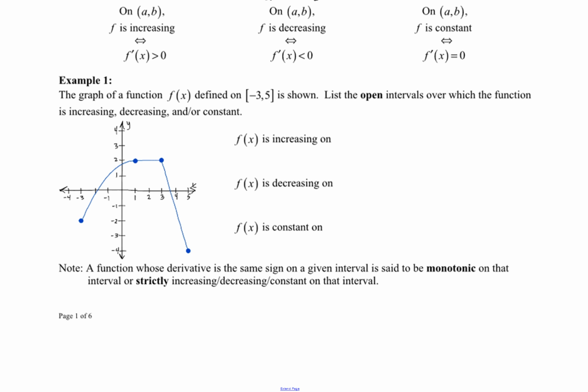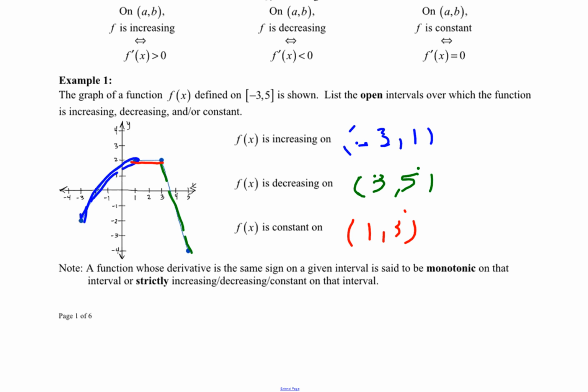All right, so if we have a positive slope, which would be this part, then that's where f is increasing. So f is increasing on -3 to 1. F is decreasing where the slope is negative, which would be 3 to 5. And then f is constant where the derivative is 0, and that would be on 1 to 3. All right. So you can read that note on the bottom if you'd like.